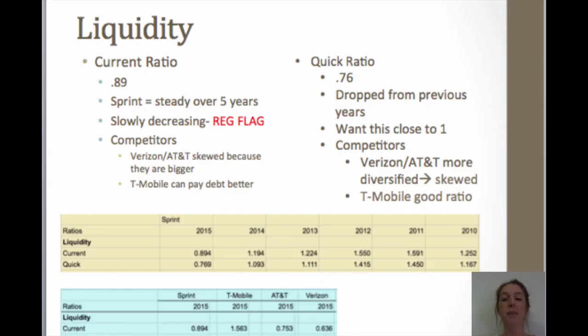In comparison to the competitors, Sprint has a much lower quick ratio than T-Mobile, but not Verizon and AT&T. T-Mobile's quick ratio was 1.4 for 2015, where Sprint was at 0.76. AT&T and Sprint are more diversified and have more landlines in their companies, so that might explain why their quick ratios are way lower at 0.5 and 0.52 respectively.